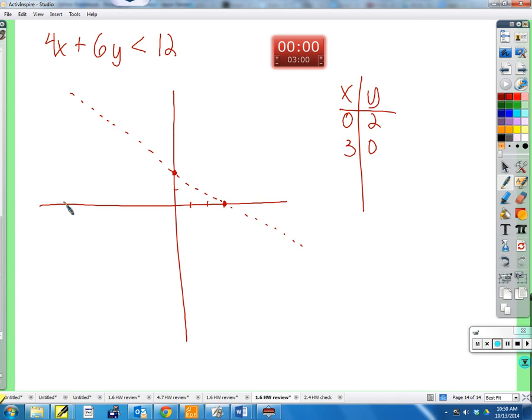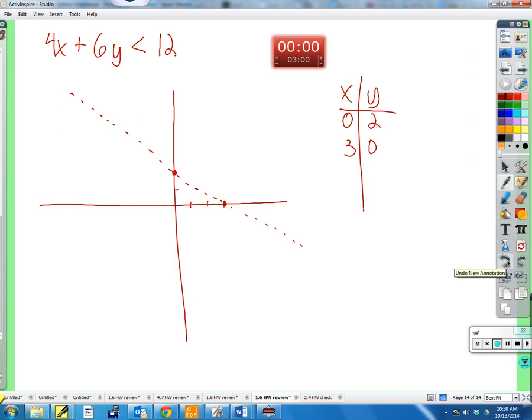That was a lot. However you want to do it, I'm just going to share this with you. You could get y by itself if you want to, right? And subtract 4x, divide by 6. That wouldn't take that long. But also, you know that it's either this area here or this area here. It's one of those. Agreed?